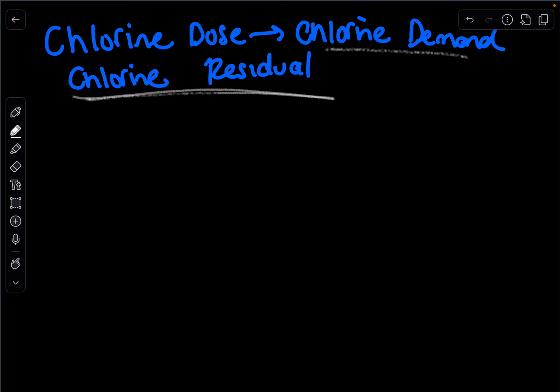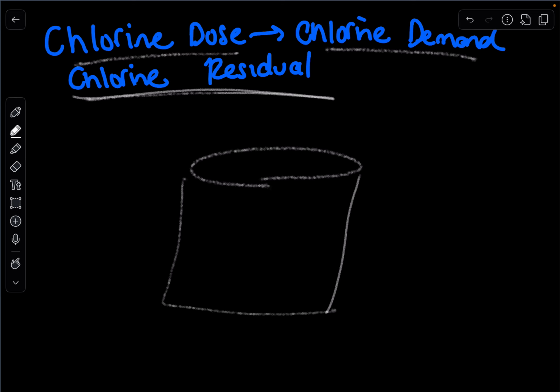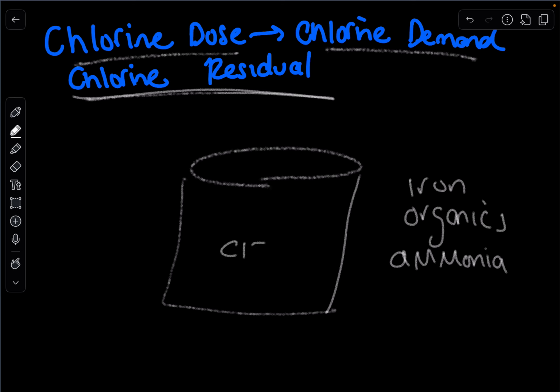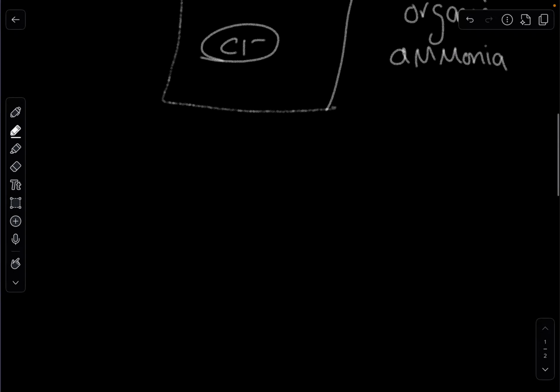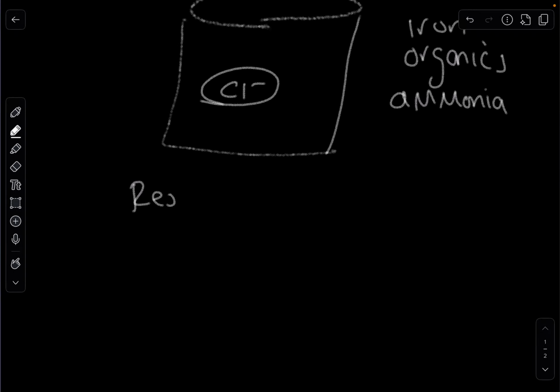So what does each term mean here? We have chlorine dose, chlorine demand, and chlorine residual. Well, when we add chlorine to water, some of it reacts right away with things like iron, organics, or even ammonia. And that part is called the demand. And whatever chlorine is left over to protect the water is called the residual. So mathematically, we can say that residual is equal to dosage minus demand.